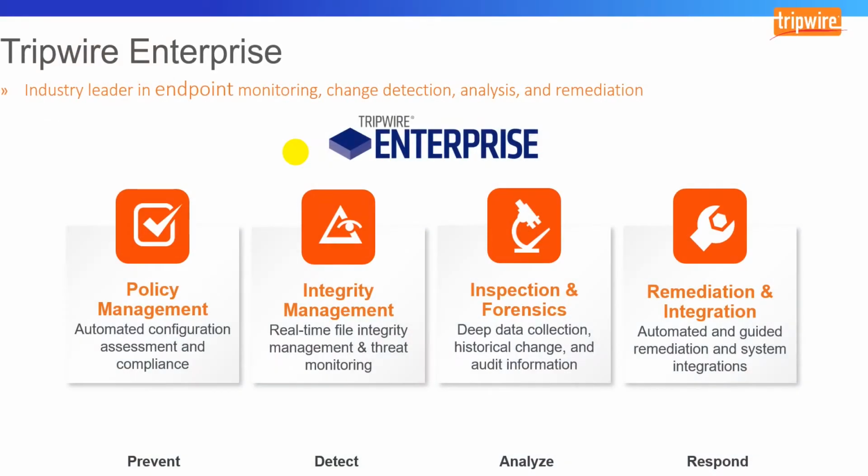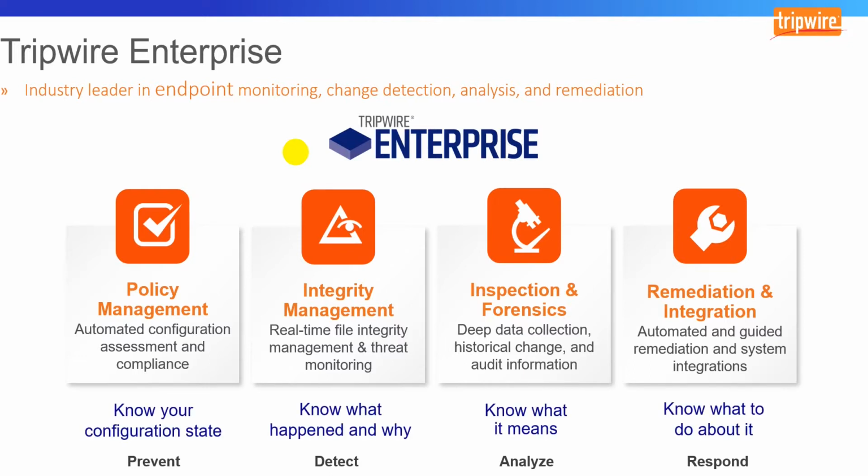Tripwire Enterprise is a software solution that has four main components built in: policy management, integrity management, inspection and forensics, remediation and integration. These four main components came with this software to help organizations achieve integrity monitoring and track the changes over the network and over the organization infrastructure.